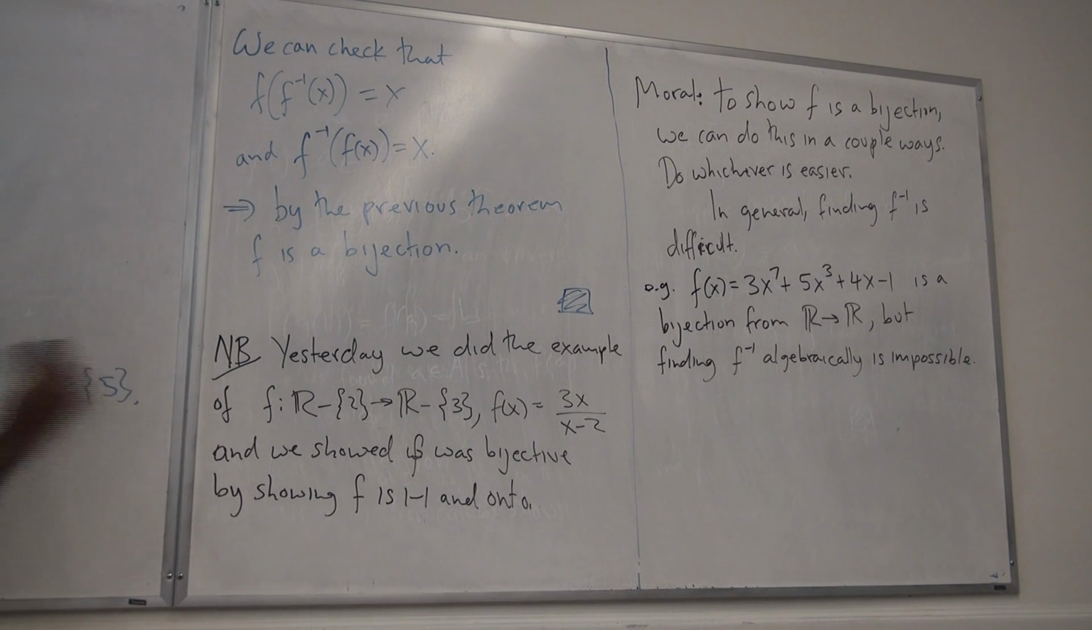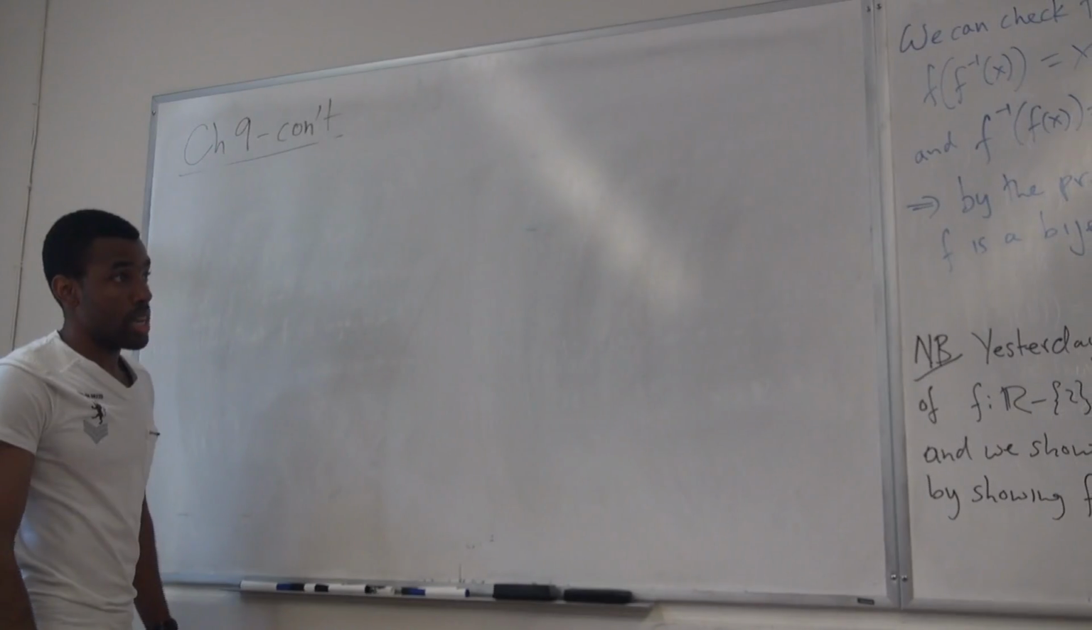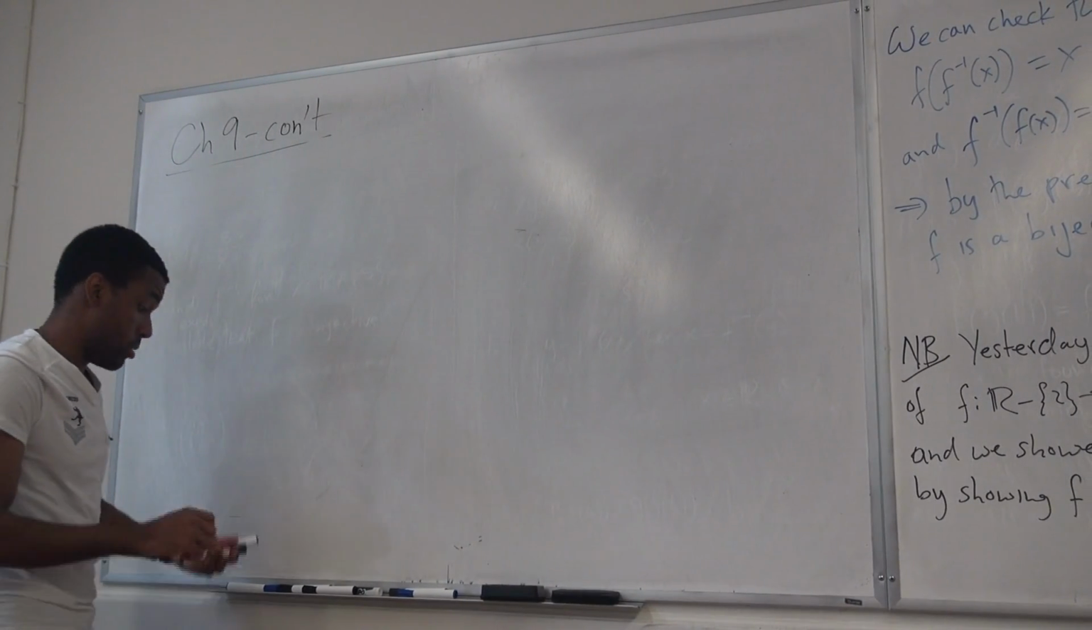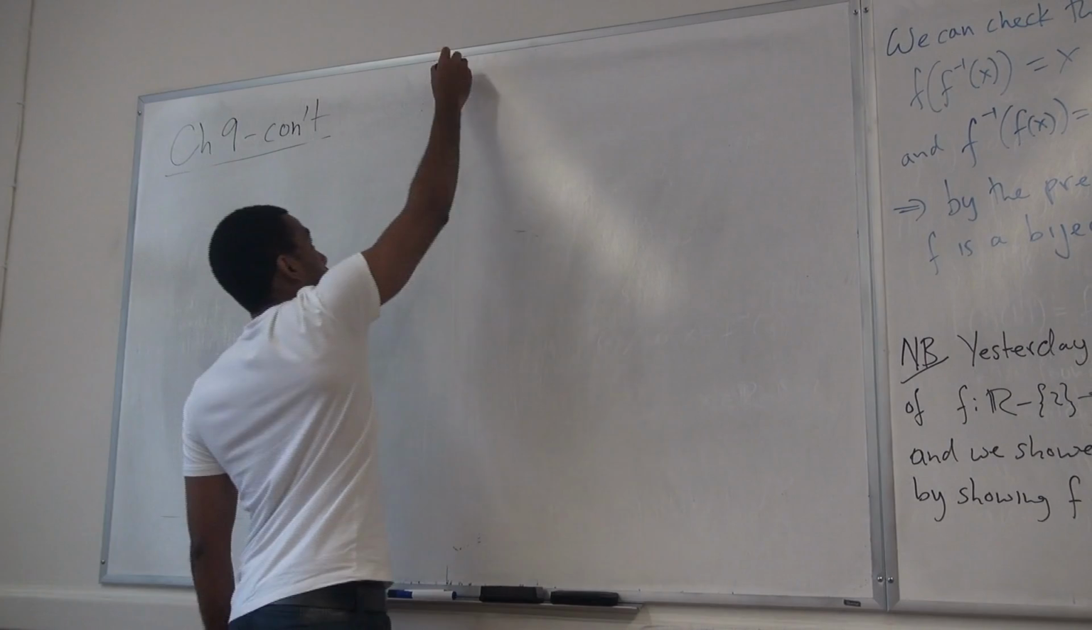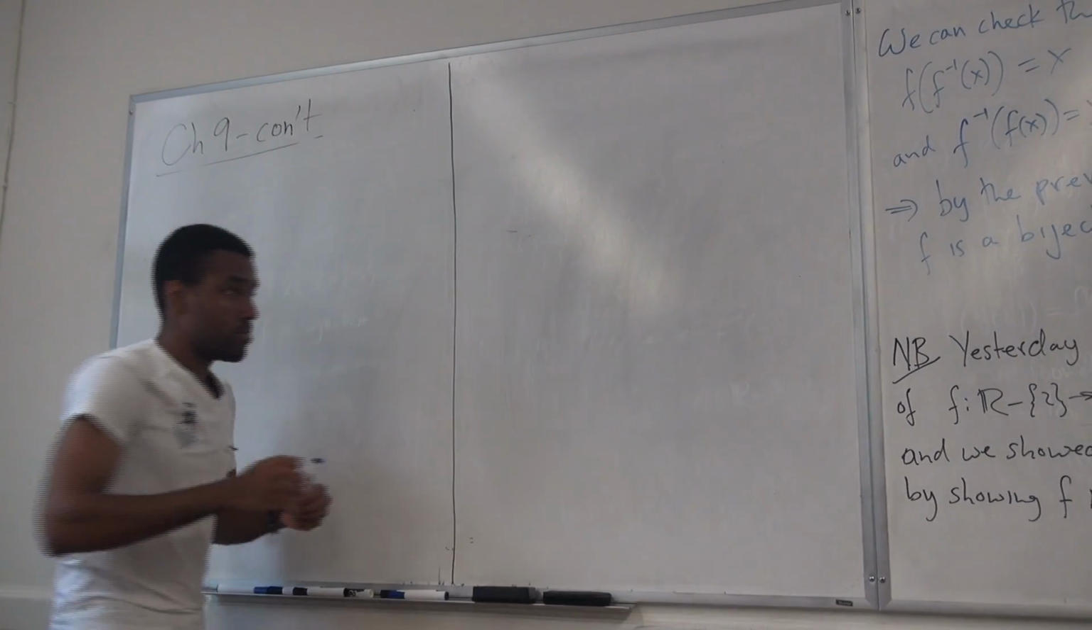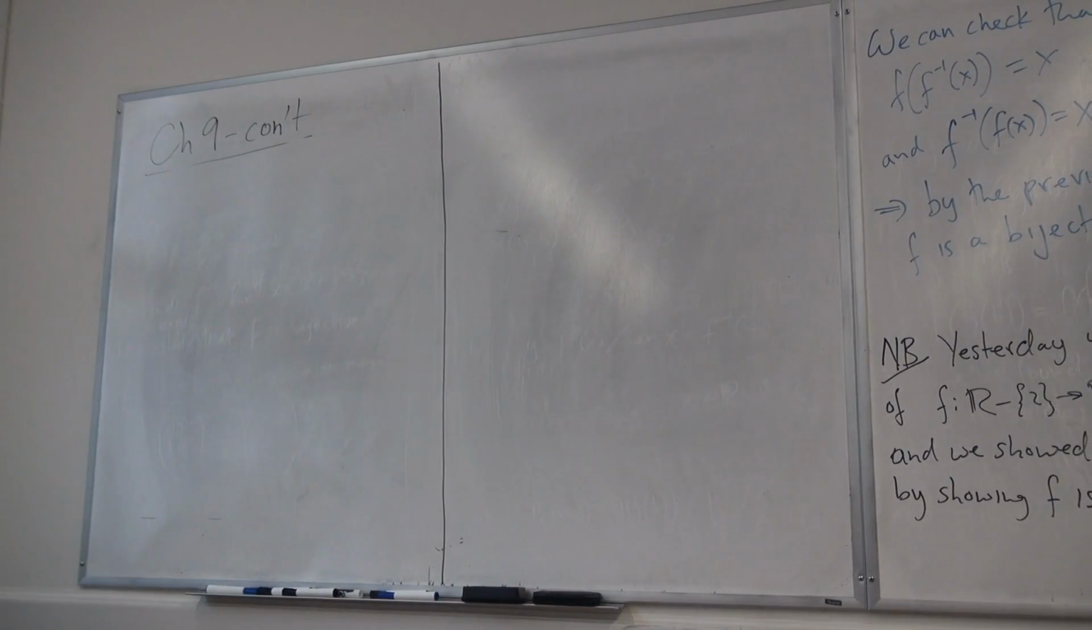But as you probably know, there's no general formula to solve a polynomial that's fifth degree or higher. So finding that inverse, unless it factors nicely, which this one doesn't, is basically impossible. I just want to mention that.